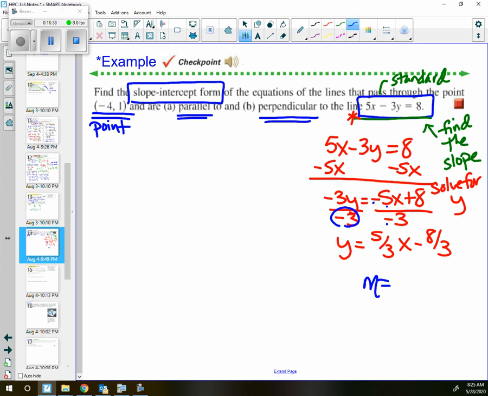So which one is the slope? Well, it's always the coefficient, the number part of the x term. So our slope is 5/3. So now I know the slope of the line that my line has a relationship with.